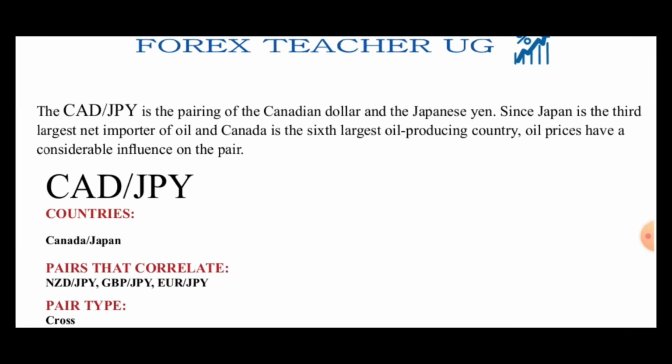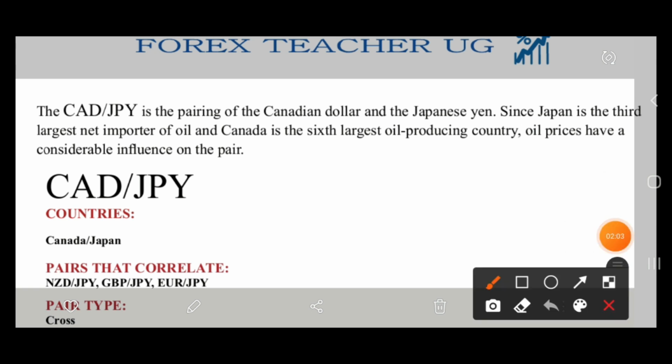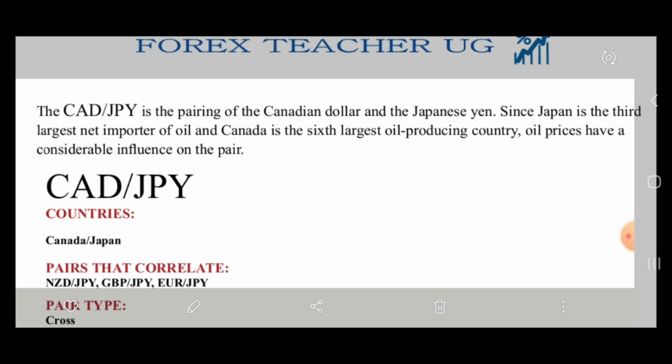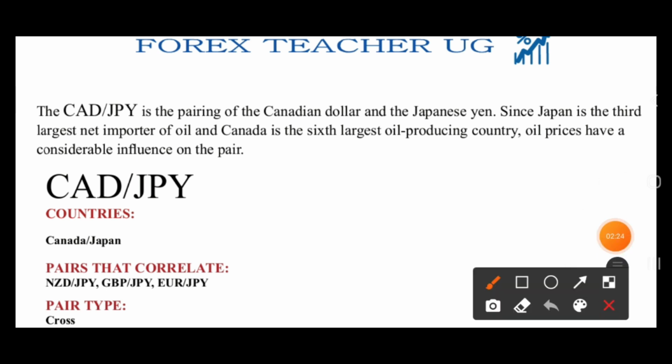Now let's look at the Canadian dollar against the Japanese yen. So this is the pairing of the Canadian dollar and the Japanese yen. So we look at Japan being the third largest net importer of oil, and Canada is the sixth largest oil producing country. So oil prices have considerable influence on this pair. So both of them dealing in commodities, that is oil.